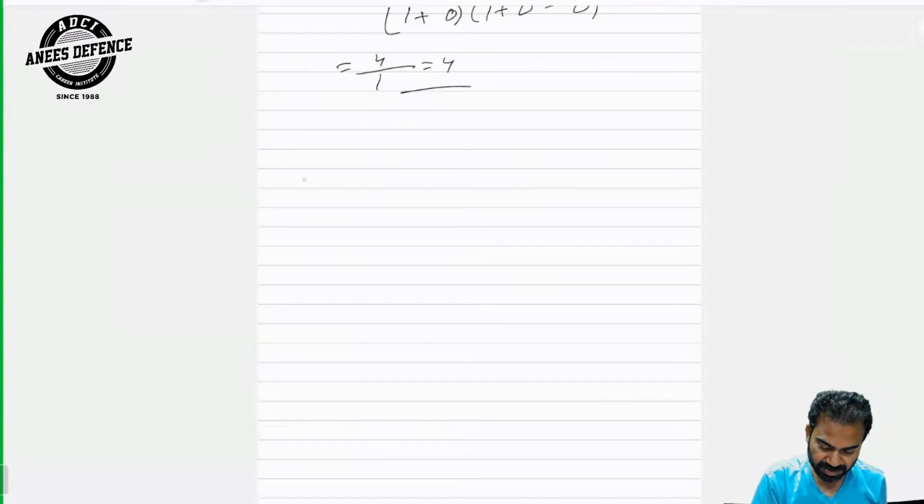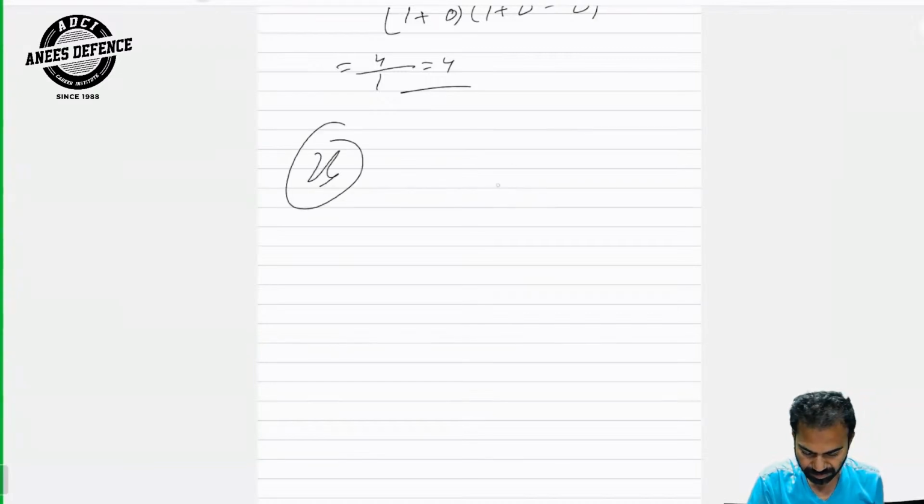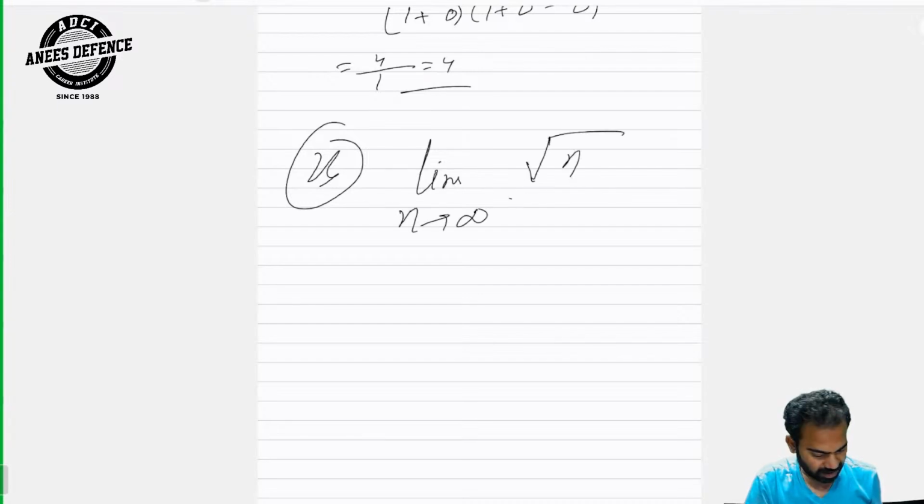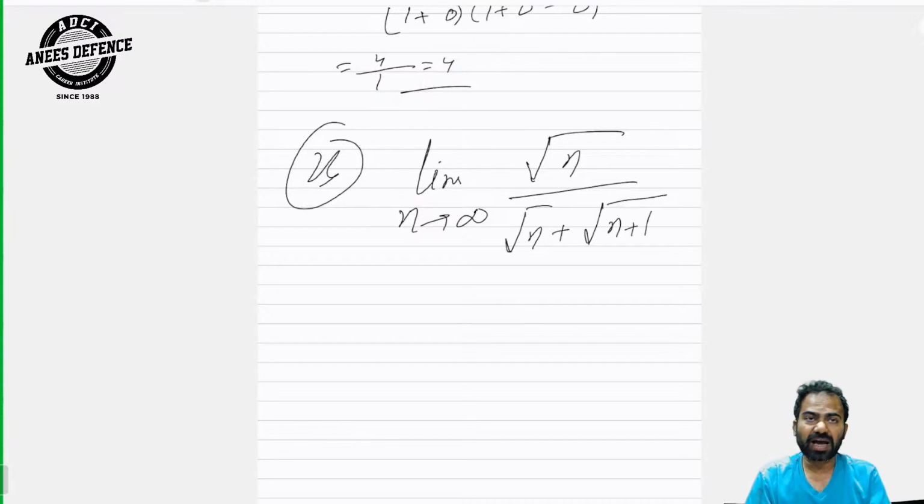Now similarly 26. Limit n tends to infinity, under root n upon under root n plus under root n plus 1. The highest degree is 1 by 2. Highest degree is of n, so I will divide by root n. I will divide the numerator and denominator by root n. Any problem?